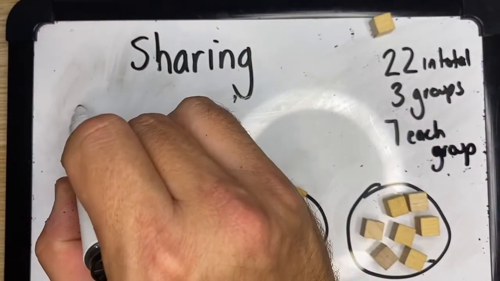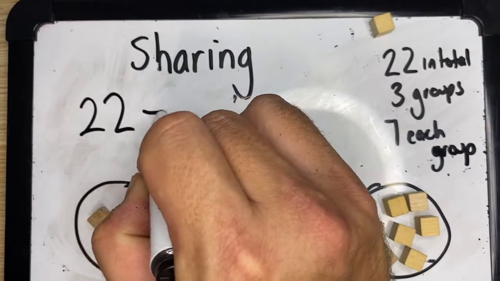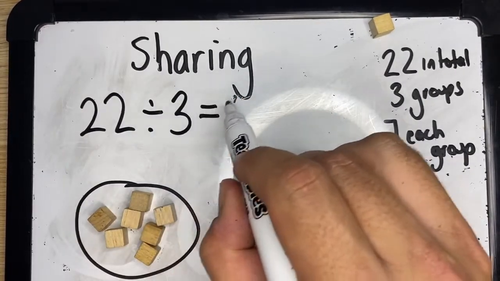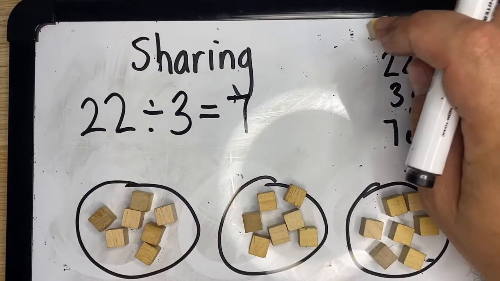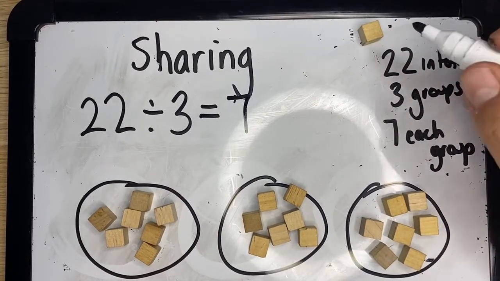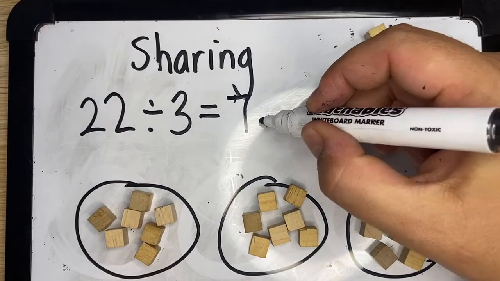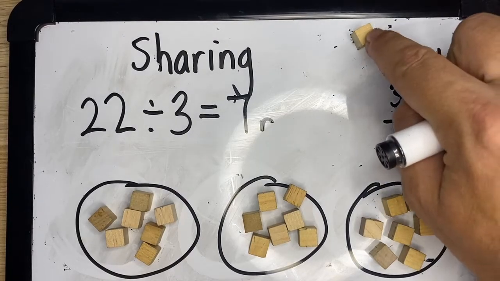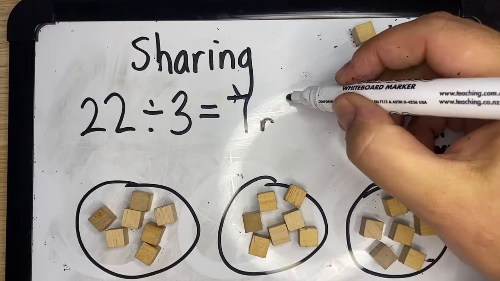Here's our division sentence. 22 divided by 3 groups equals 7 in each group, and there's a remainder. We call this a remainder, and in order to show that there's 1 left over, we put an R here, which means remainder, because in mathematics we like to shorten things all the time. And there's how many remainders? 1.